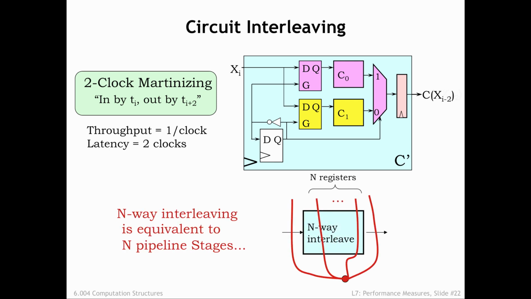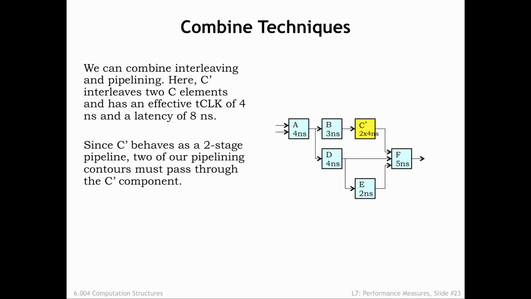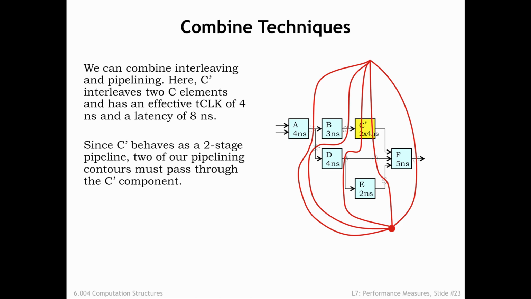When incorporating an n-way interleaved component in our pipeline diagrams, we treat it just like an n-stage pipeline. So n of our pipelining contours have to pass through the component. Here, we've replaced the slow unpipelined C component with a two-way interleaved C' component. We can follow our process for drawing pipeline contours. First, we draw a contour across all the outputs. Then we add contours, ensuring that two of them pass through the C' component. Then we add pipeline registers at the intersections of the contours with the signal connections.